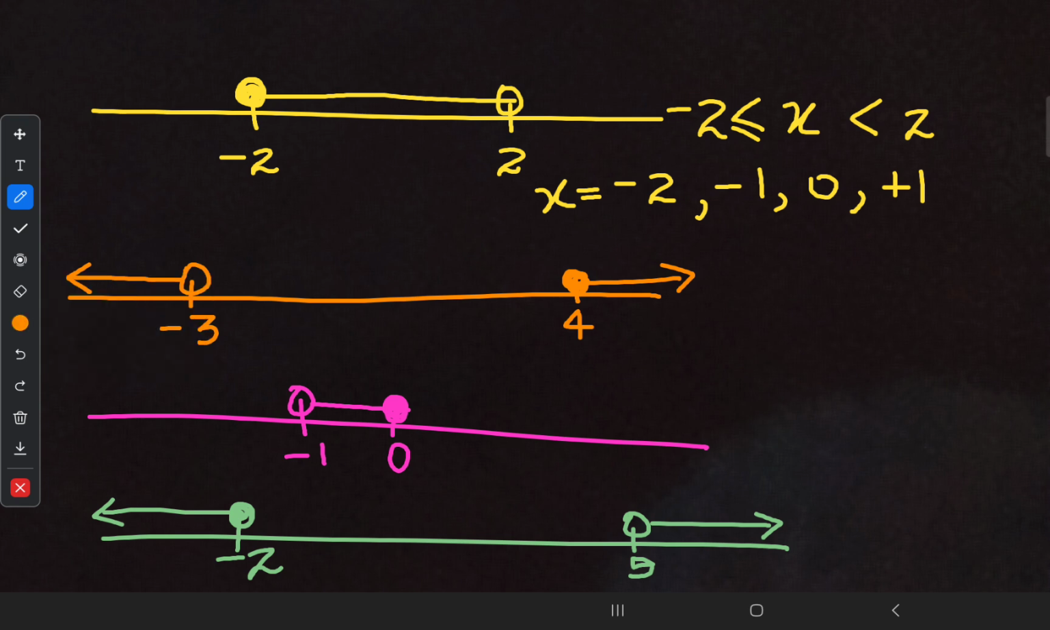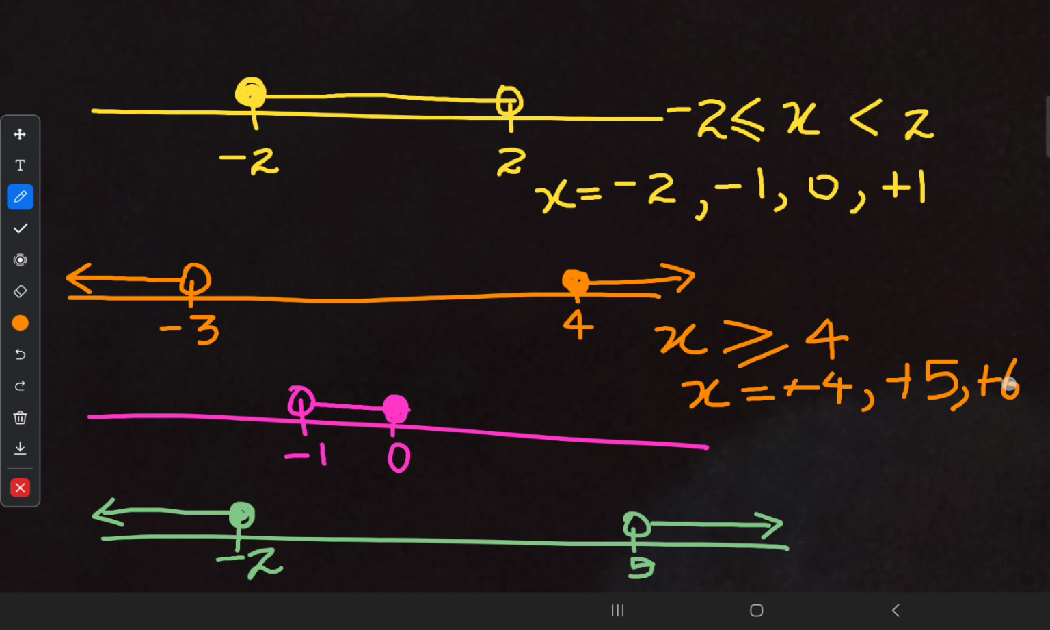Okay, when you think about your next region here, you can write x in here. x is greater than or equals to 4. Okay, x is greater than or equals to 4. So that means x can hold the values which are +4, +5 and +6. x will hold the values which are greater than or equal to 4.